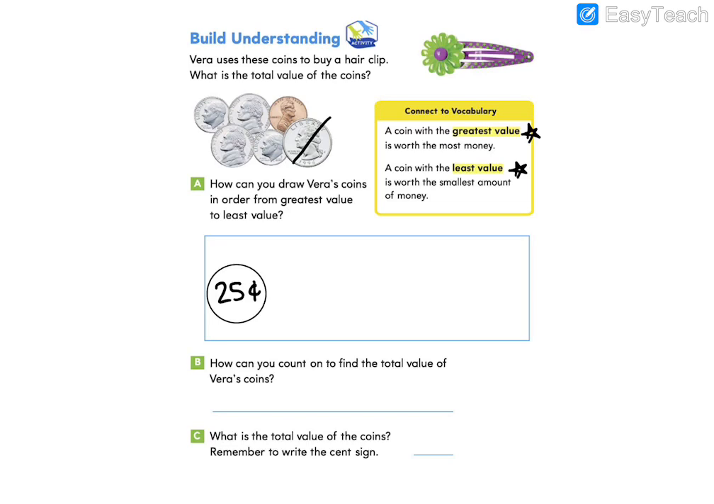The next value would be a dime. Now, it's a little tricky because the dime is smaller than the nickel is, even though it's worth more. So I'll draw my dime a little smaller, 10 cents. And I don't just have one dime, I have two.